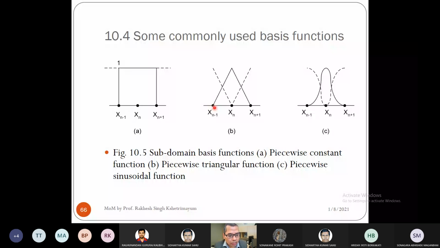Over xn minus 1 to xn, we have a line with positive slope. Over xn to xn plus 1, we have another line with negative slope. Why are we having this overlapping piecewise triangular function? We'll discuss that later on. It's easier for us to model the unknown functions more properly. So let's first find out the equation for this triangular basis function.